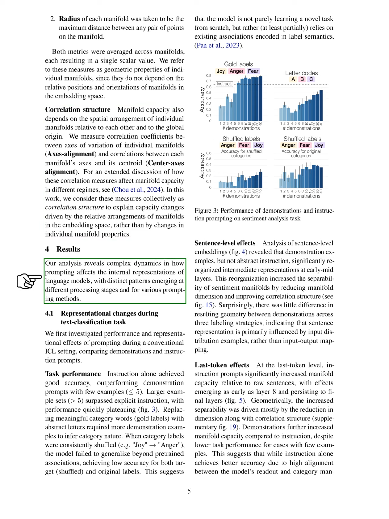Our results show that prompting significantly impacts the internal representations of language models, revealing distinct patterns at various processing stages and with different prompting methods. When examining representational changes during a text classification task, we first compared the effects of demonstration prompts and instruction prompts in a typical in-context learning (ICL) setting.